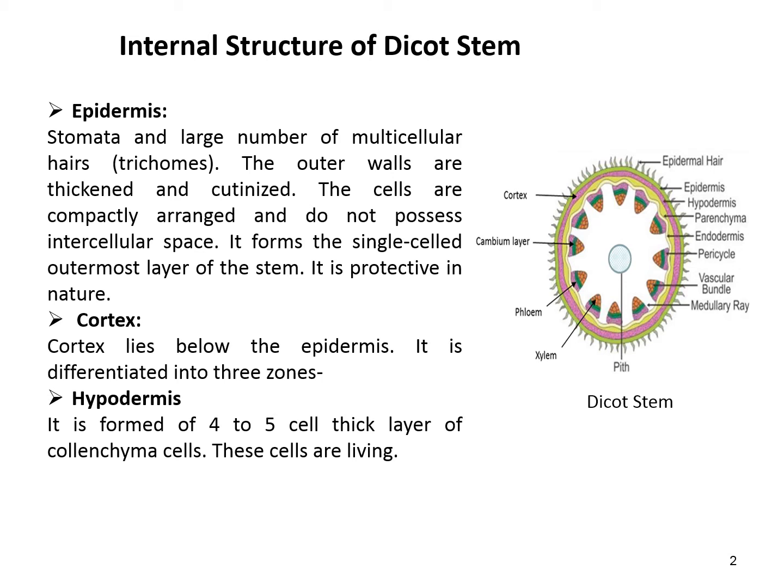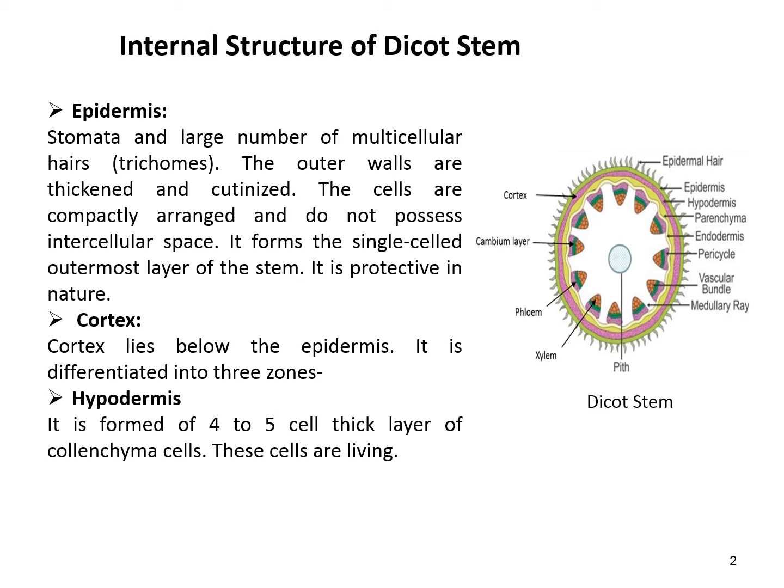It is protective in nature. It possesses stomata and a large number of multicellular hairs called trichomes. They help to reduce transpiration, meaning the loss of water by above ground plant parts. They also increase solar reflectance and defend the leaves against predation by herbivores. The outer layers are greatly thickened and cutinized. The cells are compactly arranged and do not possess intercellular spaces.